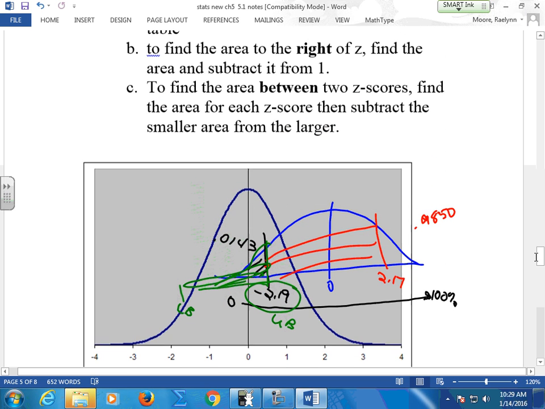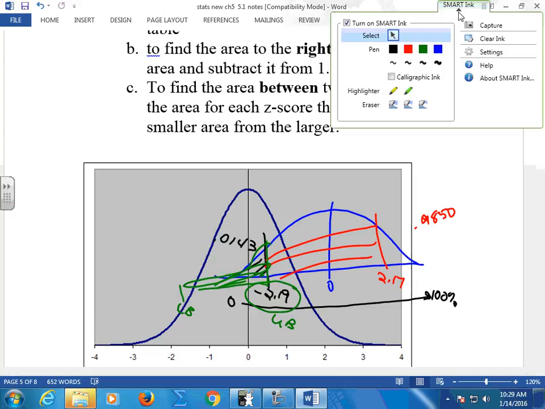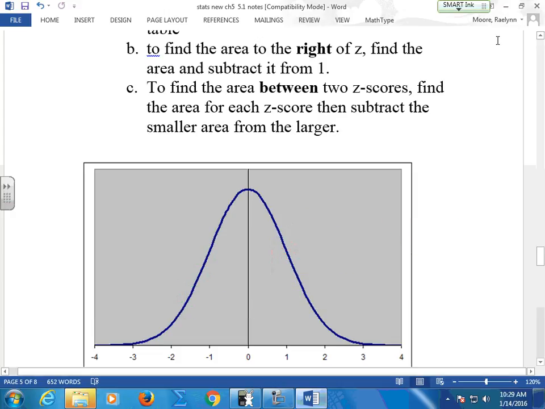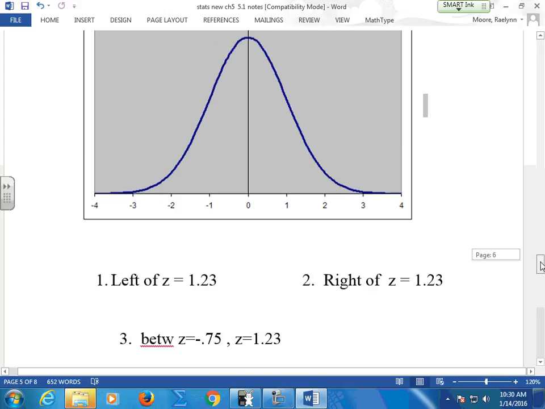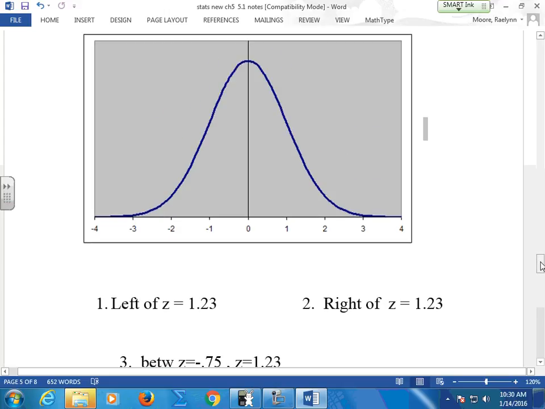All right, so now we looked at area to the left. We're going to look at area to your right now, and then we're going to look at area in between. This board, I can't complain because I actually have one. All right. So we talked about going to the left. So now, we're going to find 1.23.